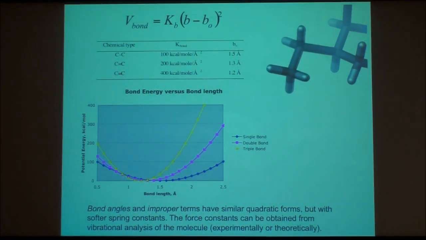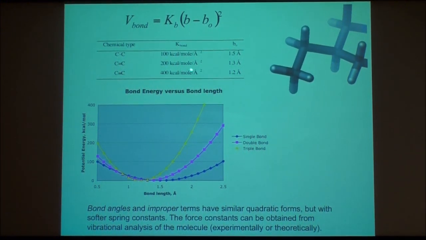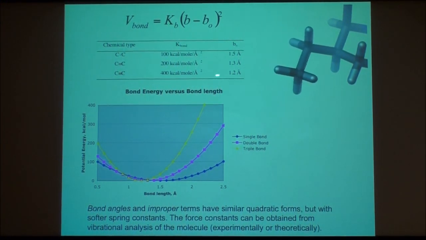Okay, so this is just one example comparing three different bonds: a single bond, a double bond, and a triple bond. Again, as far as the simulation is concerned, the only thing that should be different for these is the force constant and the equilibrium value. I don't need to know what kind of specific hybridization is involved for these two carbons that are connected to each other. Just tell me how stiff that spring is. If it's a triple bond, it's a very stiff spring, 400 kilocalorie per mole per angstrom squared is the force constant, and the equilibrium value, B0, would be short, 1.2 angstrom.